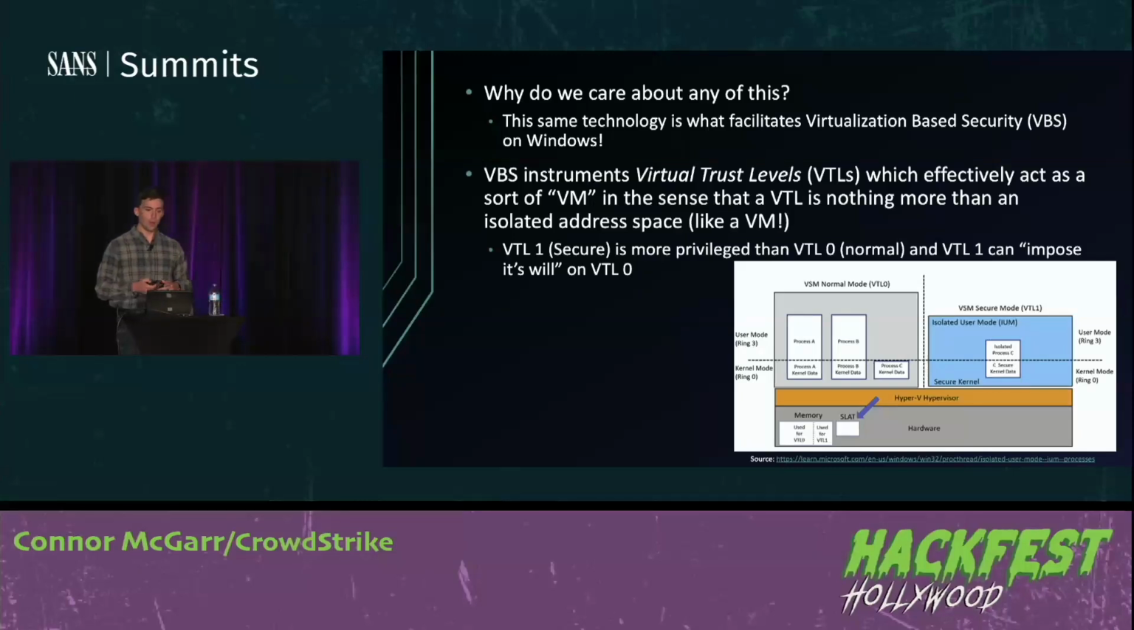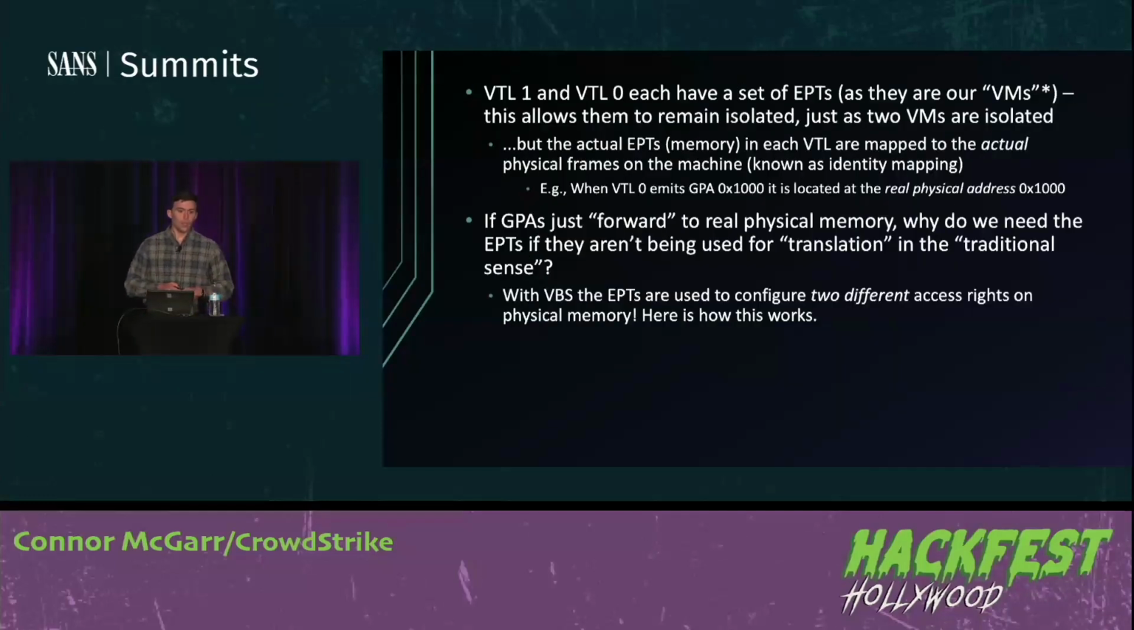And we have two main ones. We have VTL1, which is secure mode, and VTL0, which is normal world. That's what typical users operate in. Secure world has secure kernel and the isolated user mode, which we'll talk about a little bit later. And VTL0 contains a typical NT user mode setup. And here's a diagram of how this looks. So VTL1 and VTL0, they're treated as our VMs. So what does that infer? They both have a set of extended page tables associated with them, just like any two VMs would.